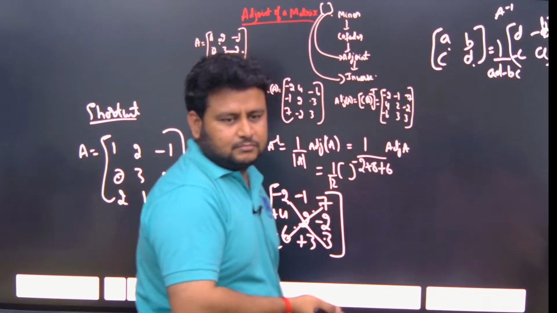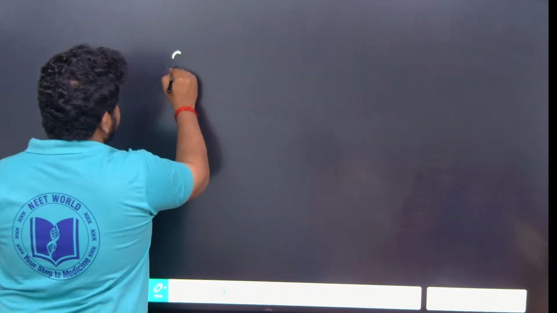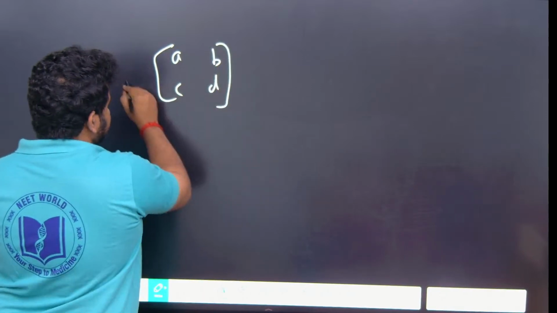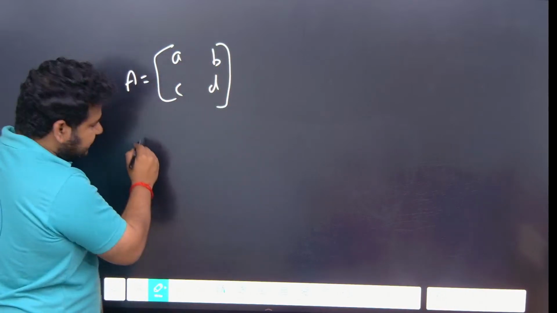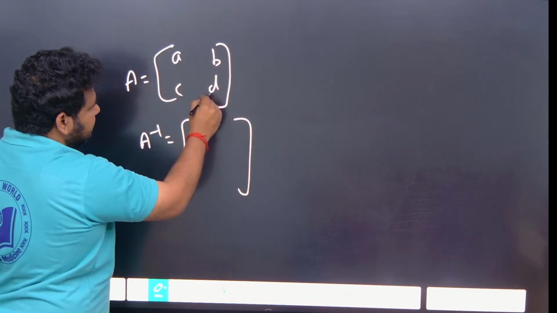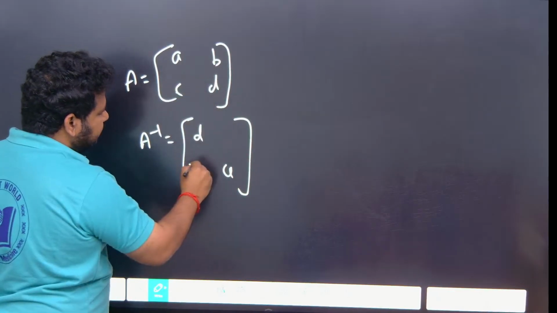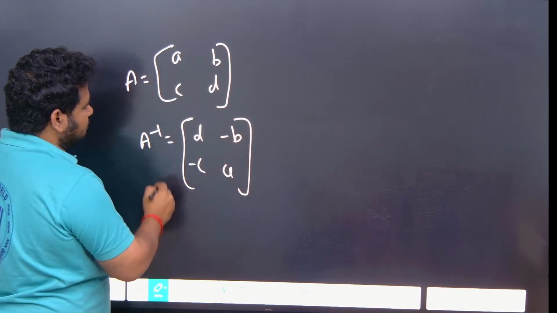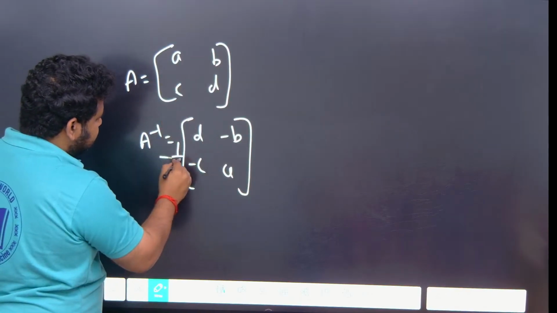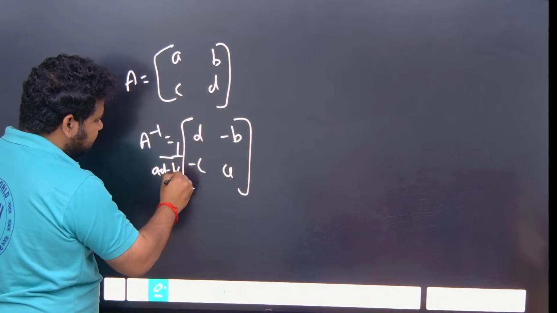Or should I repeat? See, let me take the next page. Suppose we are having A, B, C, D. This is matrix A. If they ask A inverse, what you have to do? First thing, these diagonal elements you interchange. A, D will become D, A. C, B will become minus C, minus B. That's all. Determinant is AD minus BC.